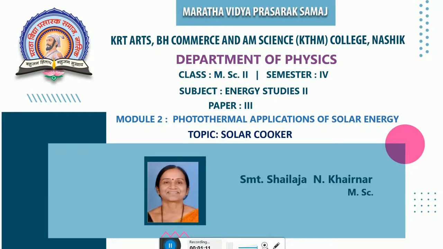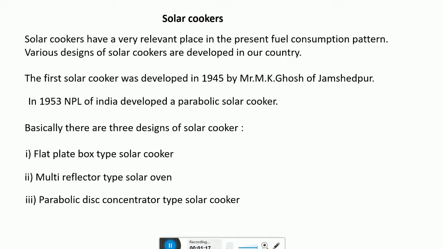Various designs of solar cookers have been developed in our country. Solar cookers have a very relevant place in the present fuel consumption pattern. The first solar cooker was developed in 1945 by Mr. M.K. Ghosh of Jamshedpur.